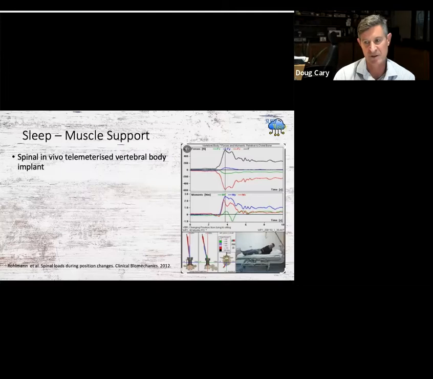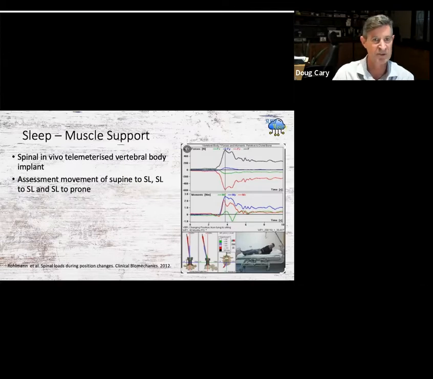When someone has a burst fracture of their vertebral body, one thing that they do is they replace the vertebral body with an artificial vertebral body. And for the point of this study, they actually included some telemetrized implants, and that enabled them to measure a lot of load through the vertebral segment under different circumstances. Now, for the point of this conversation, we're really only interested in changes of sleep position. So the data was looking at supine to side lying, side lying to side lying, and side lying to prone.